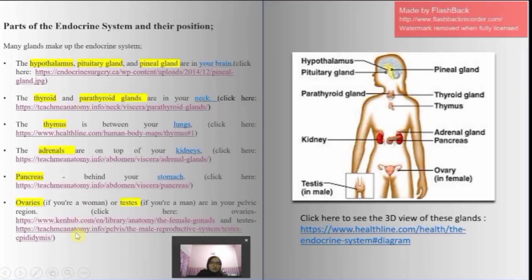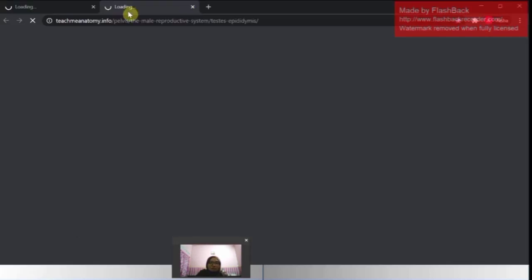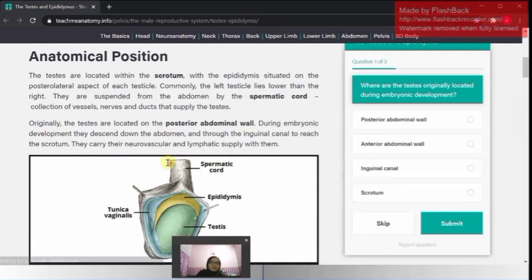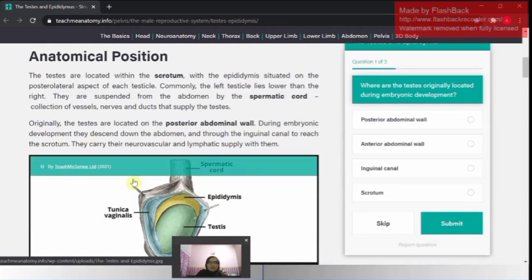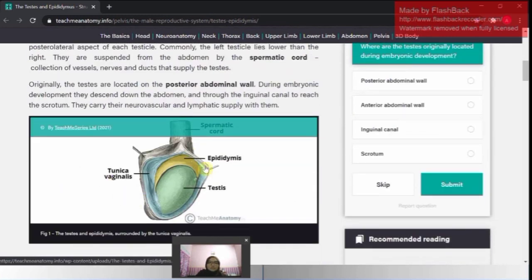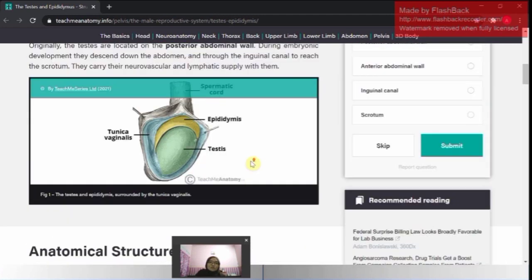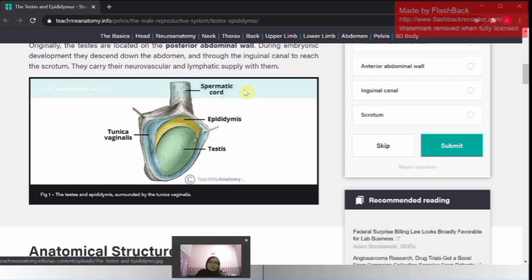Take a look at the male endocrine organ that is called the testis. Originally, it is located on the posterior abdominal wall. During embryonic development, they descend down the abdomen and through the inguinal canal to reach the scrotum. They carry their neurovascular and lymphatic supply with them too. So these are the pictures. It has several layers.